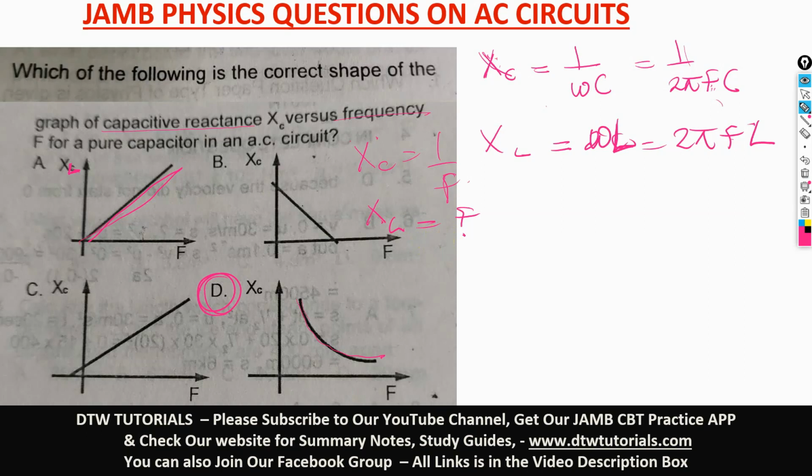All right, so this is the graph of your capacitive reactance versus frequency for a pure capacitor. Then in the case of your inductive reactance versus frequency for a pure inductor, the graph will be like this, directly proportional. All right, while for XC, the graph would be like this. So for this question, the answer is D, following our formula here.